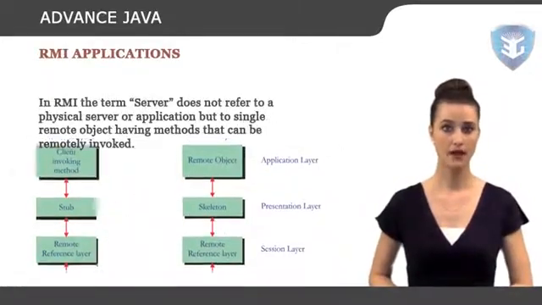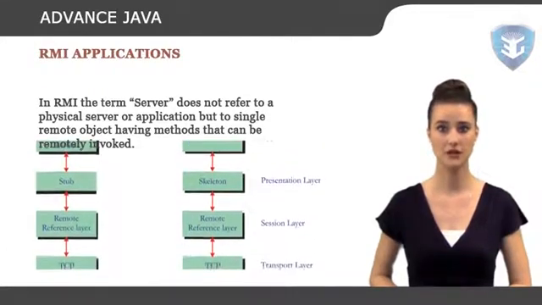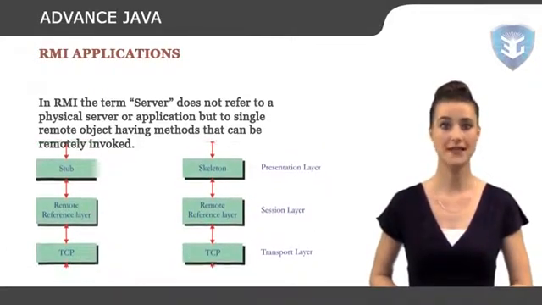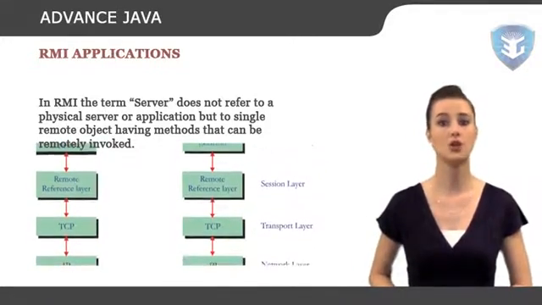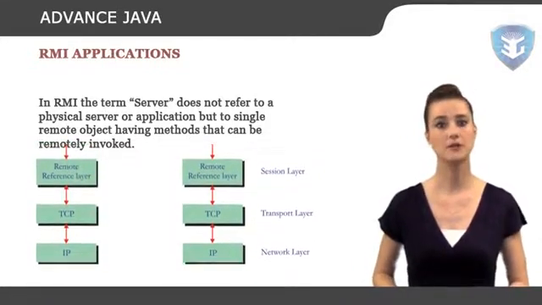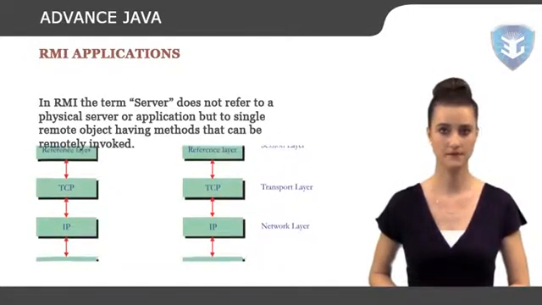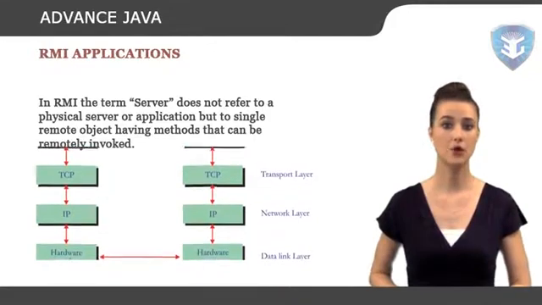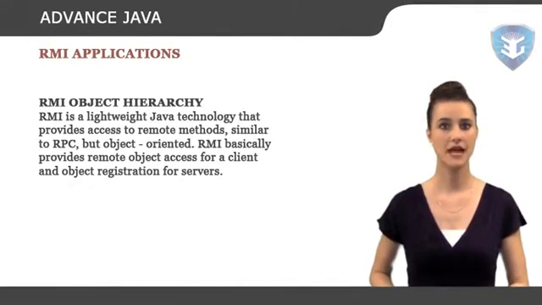In RMI, the term server does not refer to a physical server or application, but to a single remote object having methods that can be remotely invoked. Similarly, the term client does not refer to a client machine, but actually refers to the object invoking a remote method on a remote object. The same object can be both a client and a server. Let's understand the RMI object.